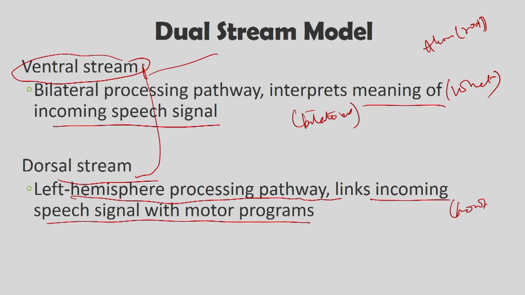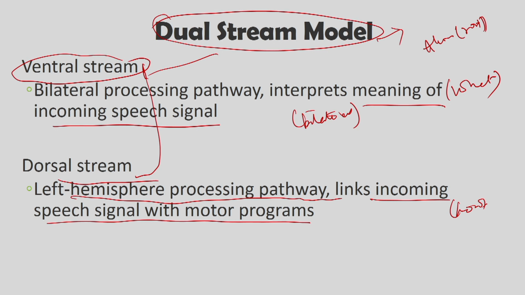Now, what is the dorsal stream? Now, the dual stream looks a lot like the Wernicke-Geschwind model that we have looked at. So, how does the dual stream model match with the older theory? What are the similarities between them, or how does the dual stream accommodate those theories? First, the dual stream looks a lot like the Wernicke-Geschwind model. So, it is basically the same kind of interpretation.